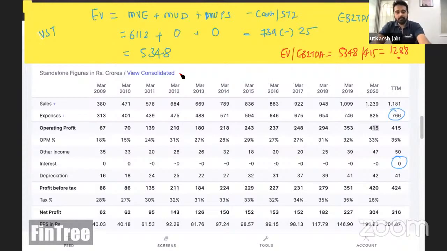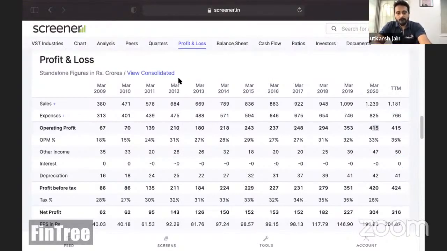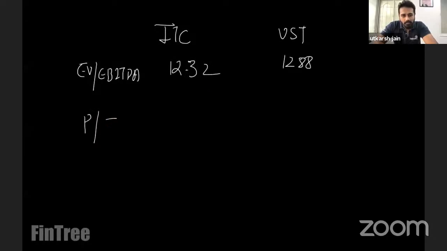the ITC. We compare ITC and VST Industries together in one screen, the EV by EBITDA multiple. Here we got 12.88, and here we got 12.32. So we are almost there, not a significant difference.